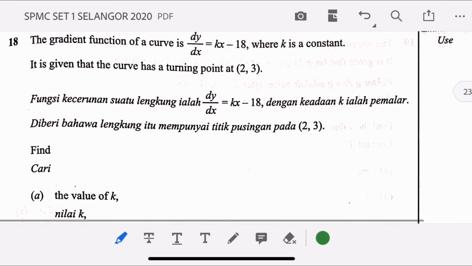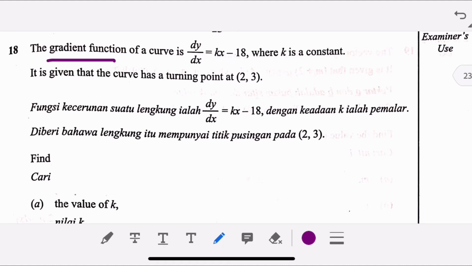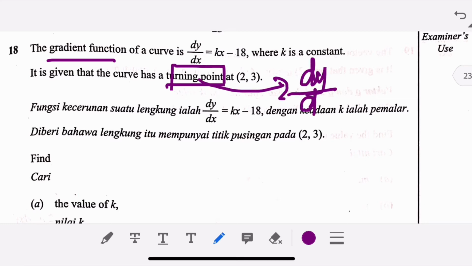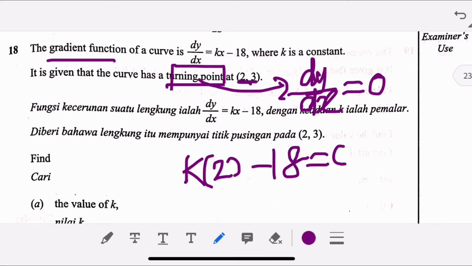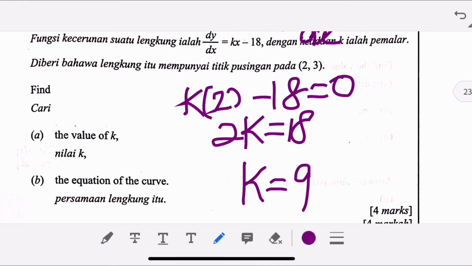So let's proceed to another one, number 18. So dy dx is given, is a gradient function, and is given the curve has a turning point. The moment you see turning point, quickly you write down dy dx equal to 0. So k times x given 2 minus 18 equal to 0, so k equal to 18. Hence, the k can be found easily.